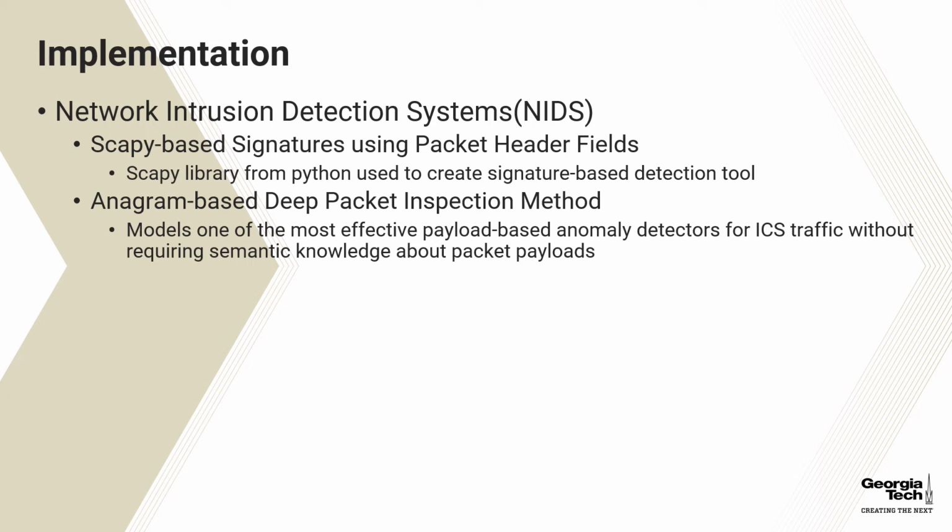2 tools were set up, one for signature-based detection and one for deep packet inspection. These are non-evading intrusion detection systems that are highly successful in detection of these traditional attacks. These will be used to gather data for comparison later. Scapy-based signatures use packet header fields. The Scapy library from Python was used to create signature-based detection tools.